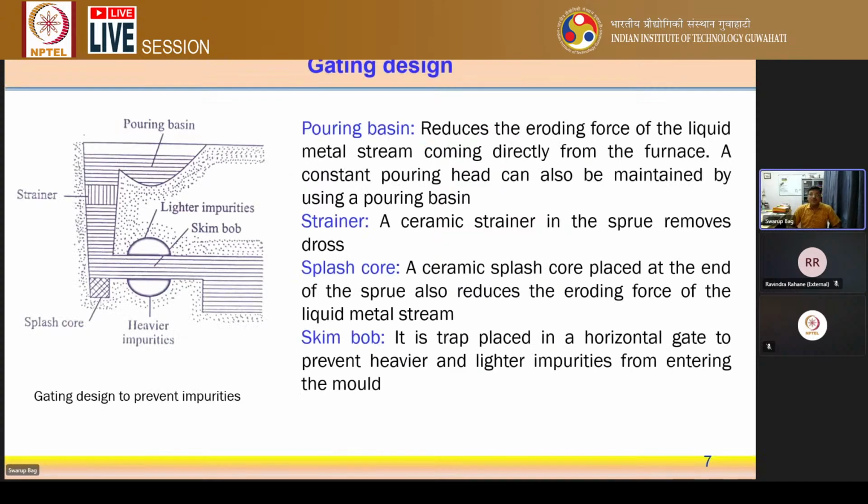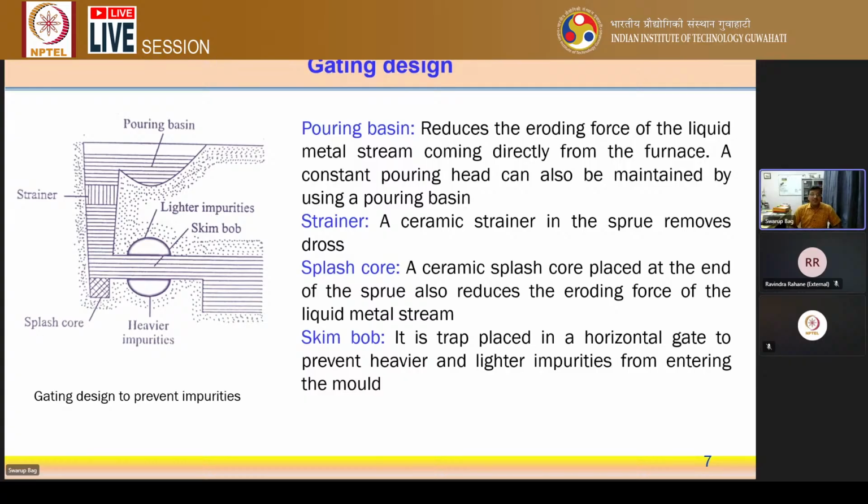Now, when we pour the material into the mold cavity, we follow some design of the gating system. That means how we can pour, or transfer, the molten material to the mold cavity. So we have the basic elements: the pouring basin, which can act as a kind of reservoir, and then from the reservoir there is a strainer. Through the strainer it goes to the runner, and there are some important parts, the splash core and the skim bob.